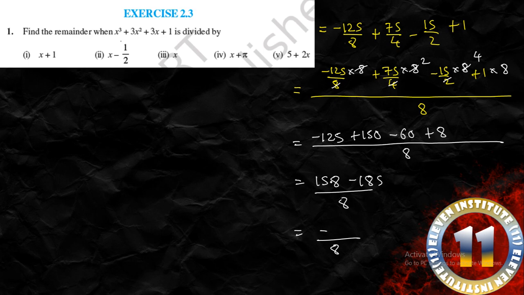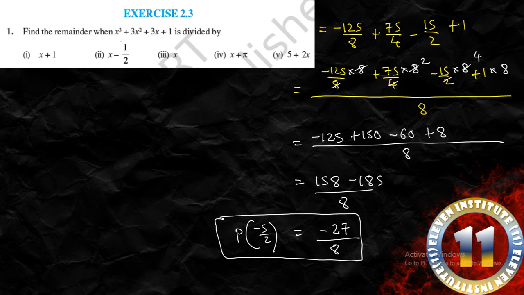Now subtract 158 from 185. So 158 plus 2 is 160, and between 160 and 185 there is a gap of 25. So 25 plus 2 is 27. So we get the answer minus 27 upon 8 for P of minus 5 upon 2. Right, so our remainder is minus 27 upon 8.